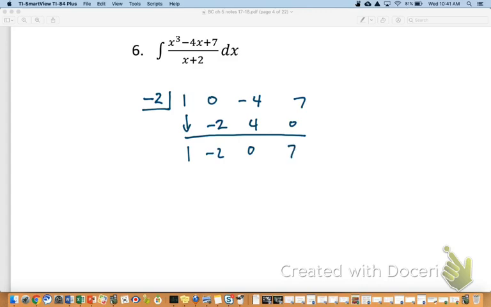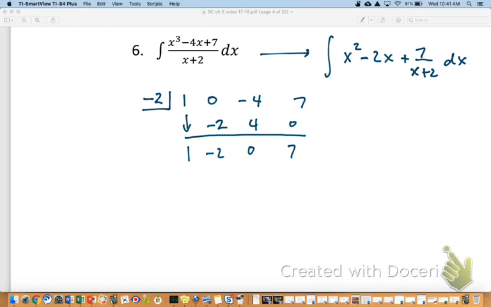So what you can then do is you can rewrite this as x squared minus 2x plus 0, but I'm not going to bother with that. And then you write your remainder as a fraction? That's right. So it'd be plus 7 over x plus 2 dx.